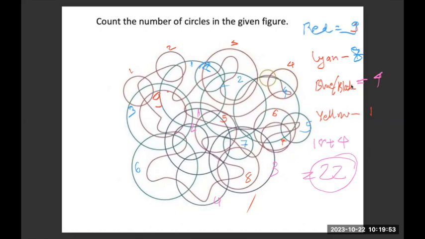Many of you missed one circle. Most of you answered 21. I don't know. There's a possibility you might have missed this one, or there's a possibility like I have missed this part. There's a possibility that you might have missed that one also. Any doubts, any questions? Okay.